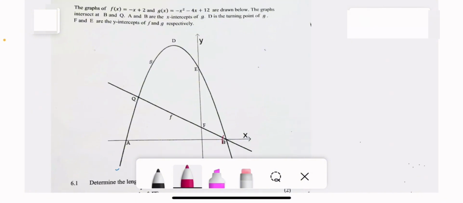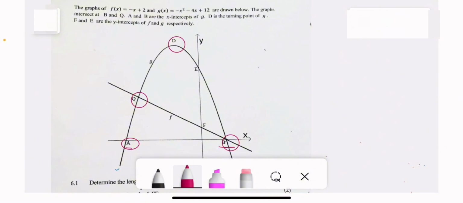Let's just interpret the information given so that we can answer the questions. The graphs intersect at B and Q. This is B and Q, the points of intersection of the two graphs. A and B are x-intercepts of g. Here are A and B, the intercepts of the parabola function. D is the turning point of g. Here is D, the turning point of the parabola.